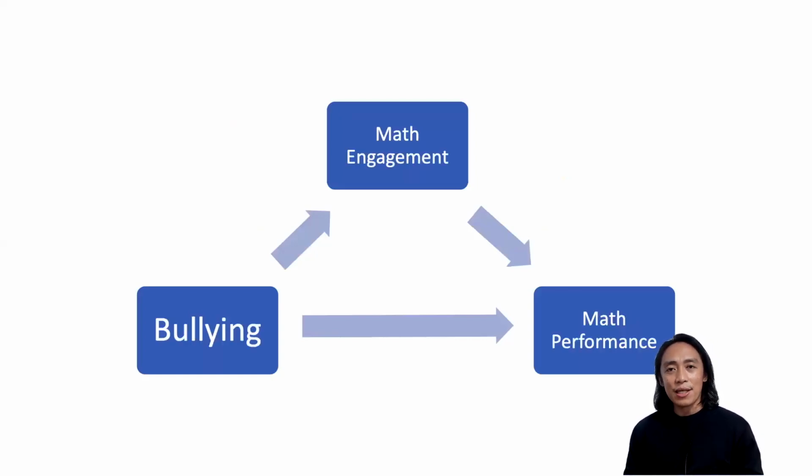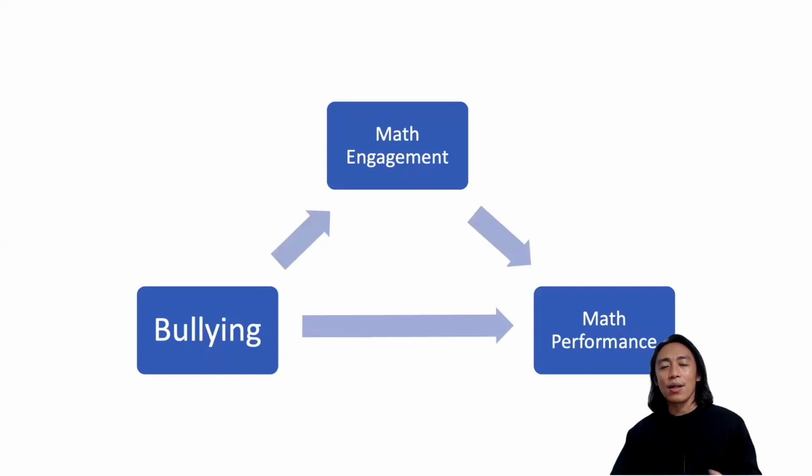Now, as I present you a typical narrative, I will also present an example so that it will be more concrete. So in this example, this is the proposed model. We have here bullying experiences predicting math performance as mediated by math engagement. To give you a brief background, these variables are from the PISA 2022 data. PISA refers to the Program for International Student Assessment.